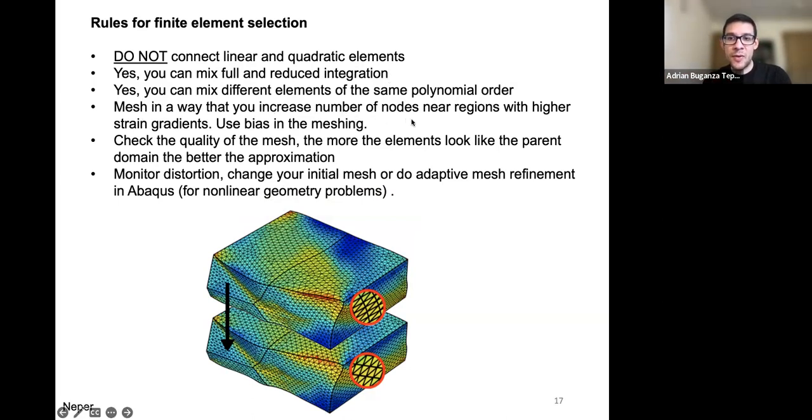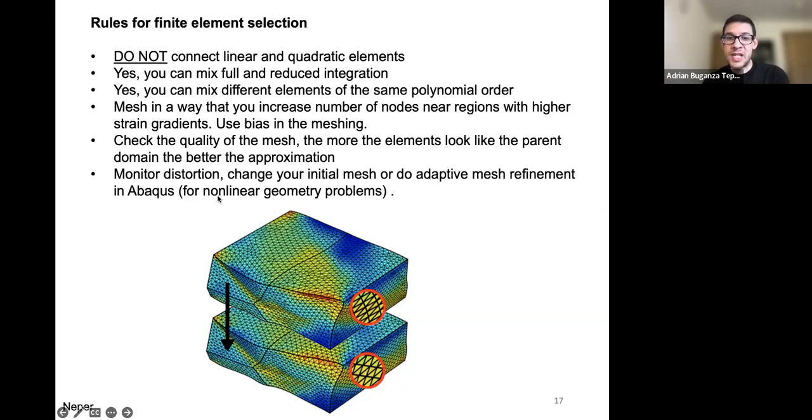Mesh in a way that you increase the number of nodes near regions with high strain gradients. Use bias in the meshing. You have done labs about that. Check the quality of the mesh. For the quadrilaterals, the more of a square it looks like, or for triangles, the more of an equilateral triangle they look like, the better. So if you look at something like this, this mesh will work, but this mesh is better. So the more the aspect ratio is even, so you don't have really squeezed elements, the better convergence you will get for your solution.